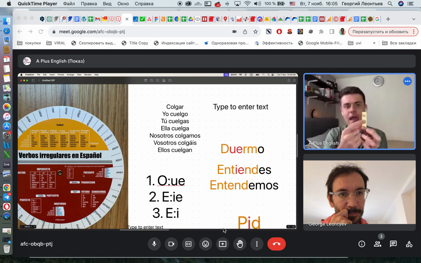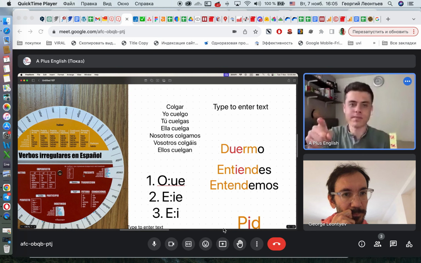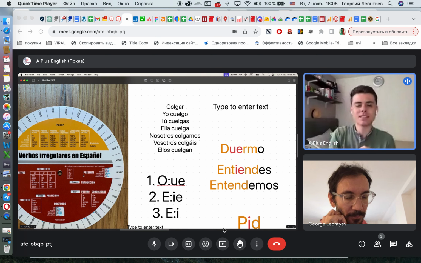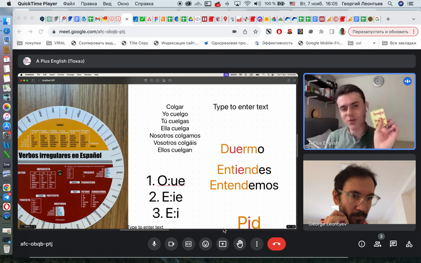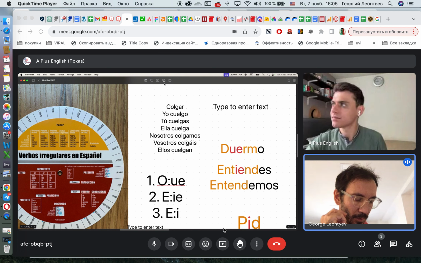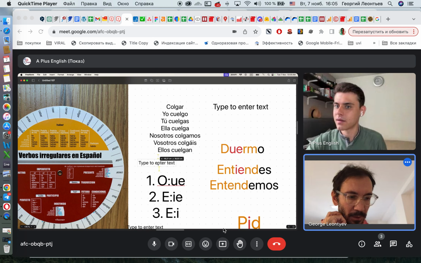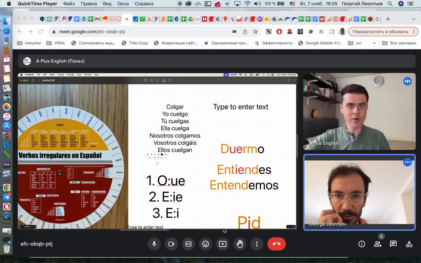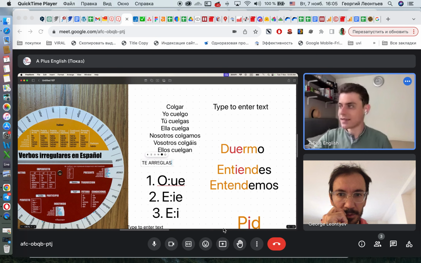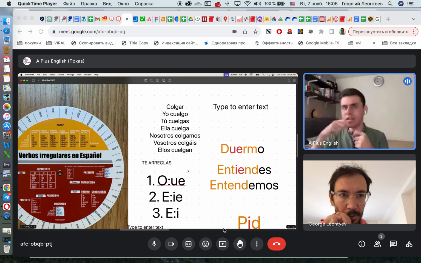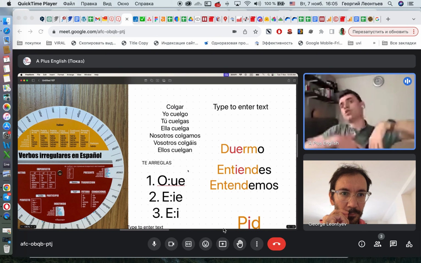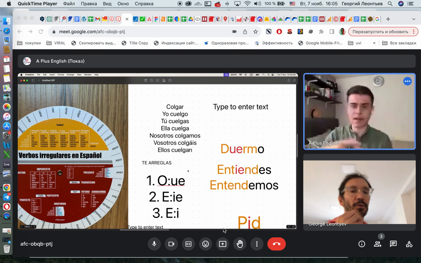You have to take this se, and who is doing the action? Oh, tú. So what is se for tú? Jorge, what is se for tú? Te. And then arreglar for tú? Te arreglas. Muy bien. Te arreglas is you fix yourself up. Jorge, ¿tú te arreglas en la mañana? Sí, yo me arreglo. Yo me cepillo, me maquillo, me peino, ¿sí? Me ducho. Yo me arreglo en la mañana.